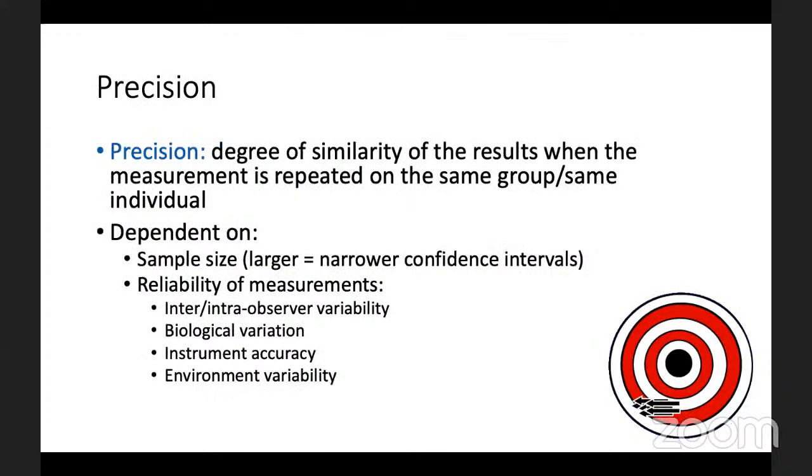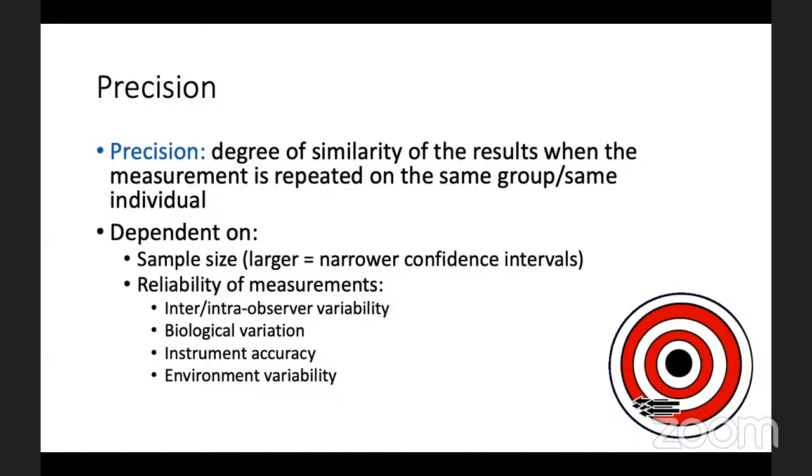So we also have to look at precision. Precision in a study is the degree of similarity of results if the measurements are repeated on the same group or same individual multiple times. So if you have to measure again, you should get very similar results. But precision is dependent on sample size. A larger sample size will give you a better representation of what is happening in your study population, and therefore your confidence intervals will be narrower and your association is more reliable.